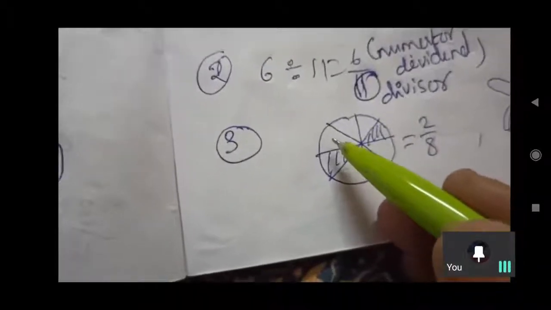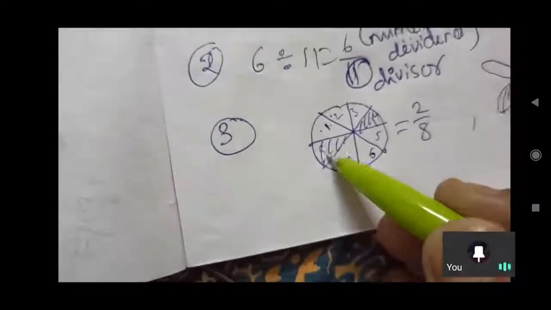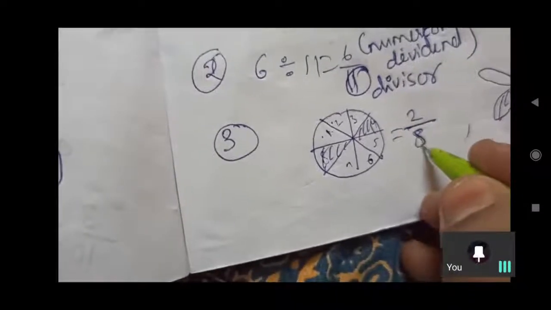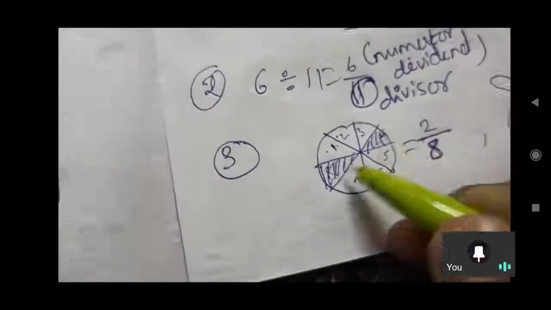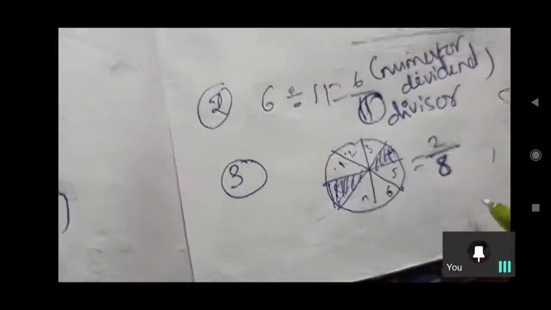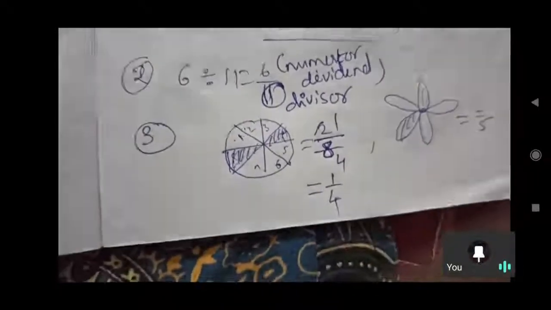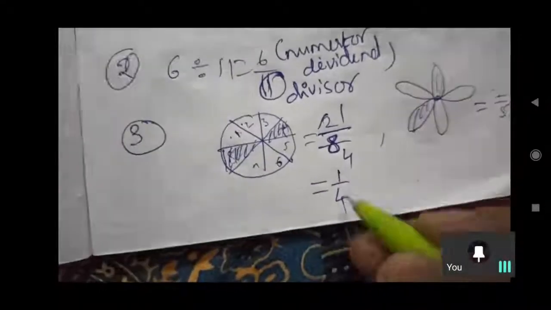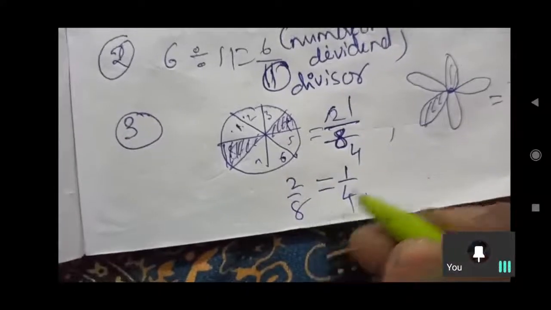And like this, what is the value of these parts? 1, 2, 3, 4, 5, 6, 7, 8. So all parts you should take in the denominator, and in the numerator the taken out parts. How many parts are taken out? Two parts among 8. So 2 by 8. Is it in simplest form? No. 2 ones are 2, 2 fours are 8, so 1 by 4 also we can write. That is the equivalent fraction to 2 by 8.